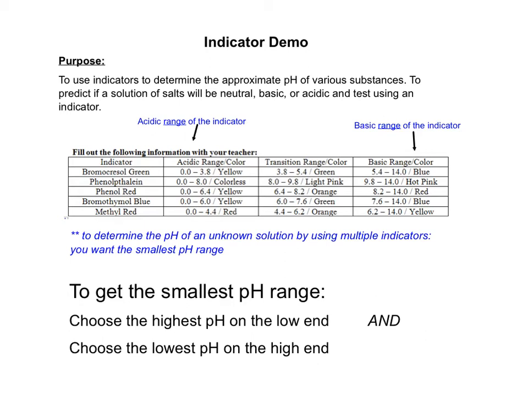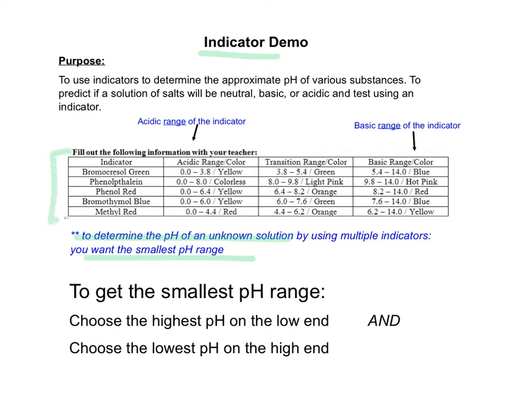Hey guys, today we're going to be teaching you how to use multiple indicators to determine the pH of an unknown solution and then ultimately trying to get it into the smallest pH range. So we're going to give you an unknown acidic solution and an unknown basic solution, and you're going to have to determine the narrowest range of what the possible pH could be.